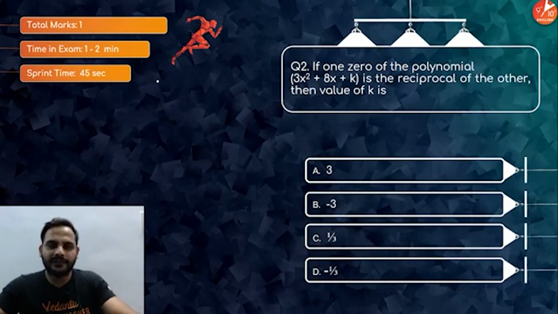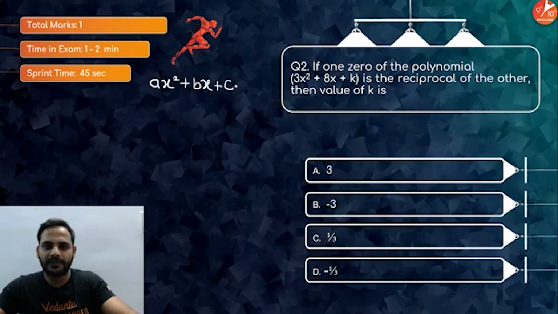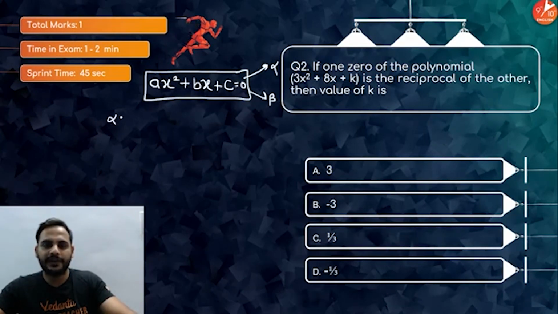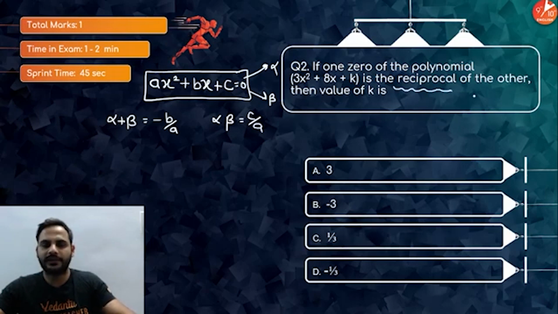So we know that if we have a quadratic equation ax square plus bx plus c equal to 0, and let's say it has two zeros, one is alpha and one is beta, we know that alpha plus beta is equal to minus b upon a, and alpha into beta is equal to c upon a, right? They are giving that one zero is the reciprocal of the other.